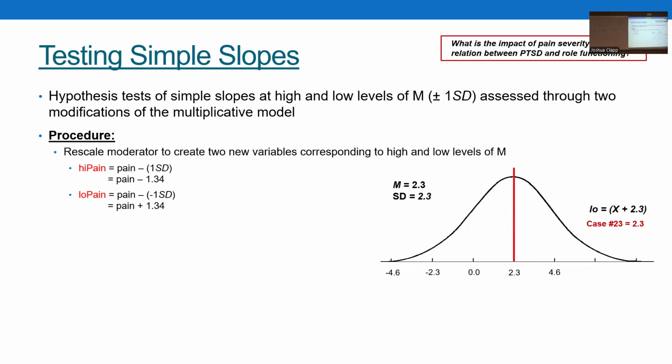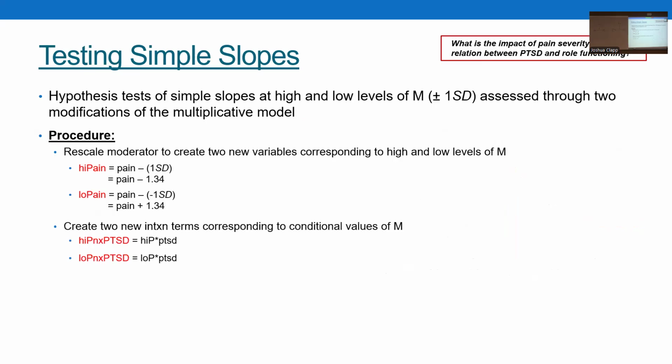But if I go through and subtract or add a value of 2.3 to everything here, it shifts everything up. So now 0 corresponds to low pain, and this is where my model is estimating at. Okay. So just remember when you're doing this, it's a flip of what you would normally think, right? To get your high moderator value, you're subtracting a standard deviation. To get your low moderator, you're adding a standard deviation.